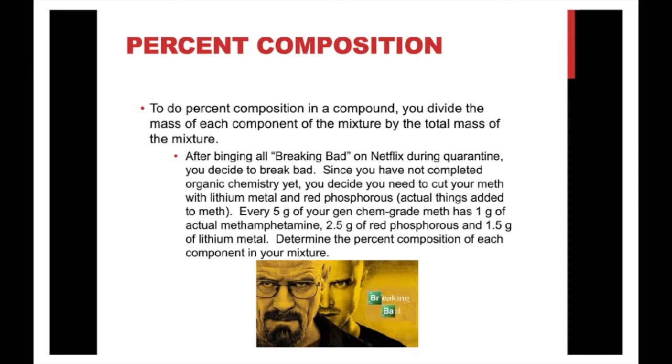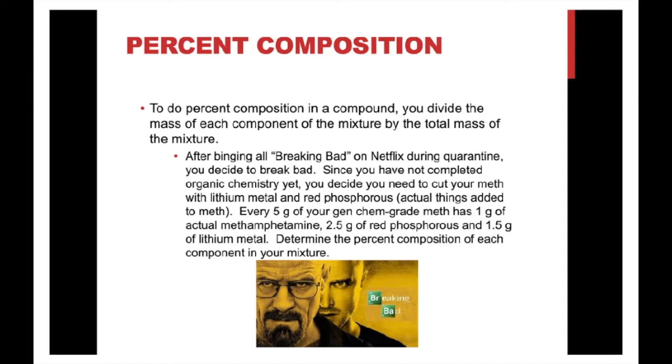So you add some lithium metal and red phosphorus. Two things that sound awful, but are actually things they put in meth to cut it, to stretch it, right? So you have 5 grams of your horrible Gen Chem grade meth, and there's only 1 gram of actual meth in it. There's 2.5 grams of red phosphorus and 1.5 grams of lithium metal. Now, hopefully you're thinking this math is really easy. I did that on purpose so I didn't have to pause every 3 seconds to use my calculator.